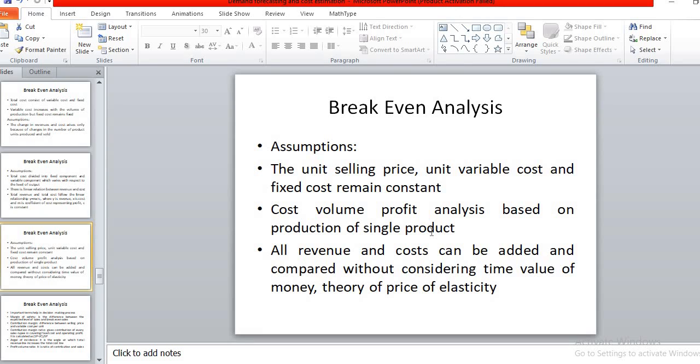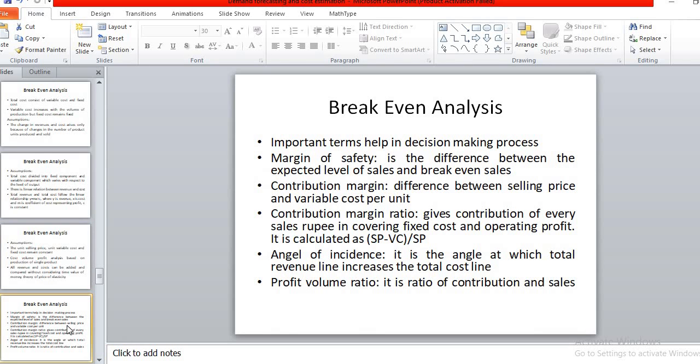These are similar to the single product. So generally it is used for single product cost volume profit analysis. And again, in this break-even analysis, we do not consider the time value of money, price elasticity, and similar factors. These are not considered in the break-even analysis.